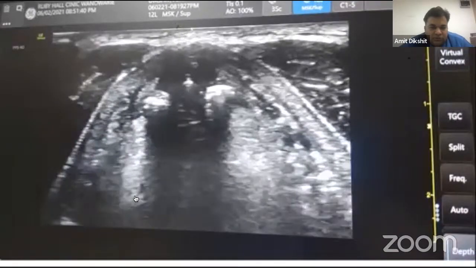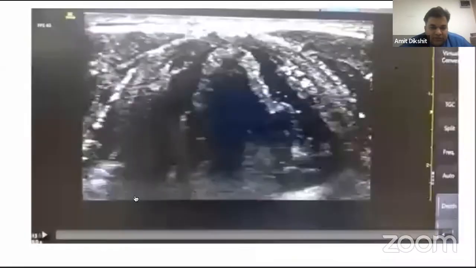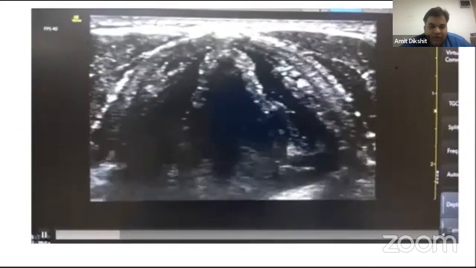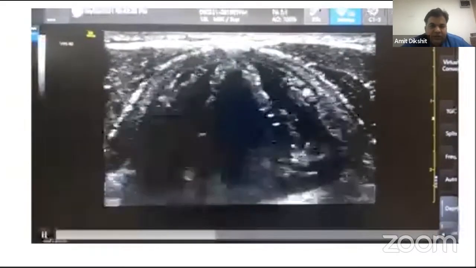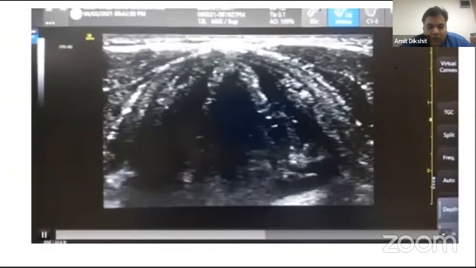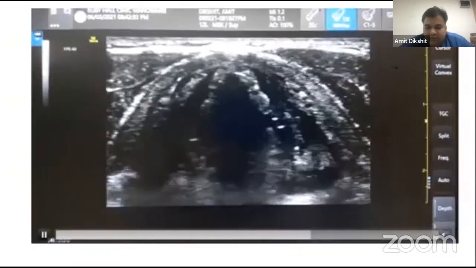So this was just to re-emphasize. You can see the black as true vocal cord and the gray as false vocal cord, and lower down are the arytenoids which are moving simultaneously, ruling out the vocal cord palsy.